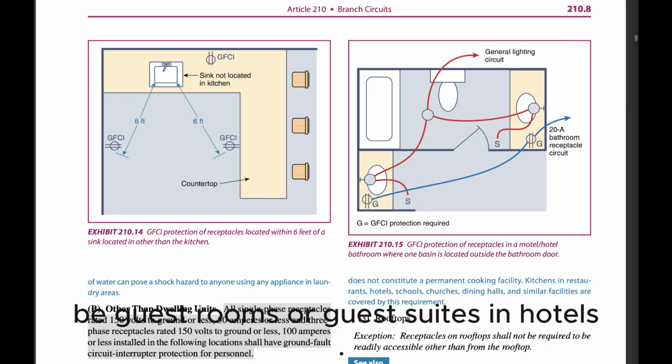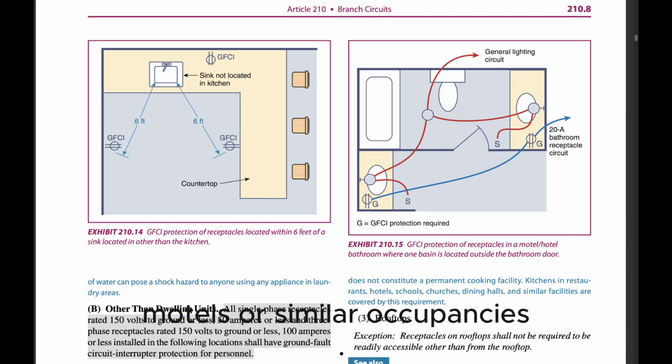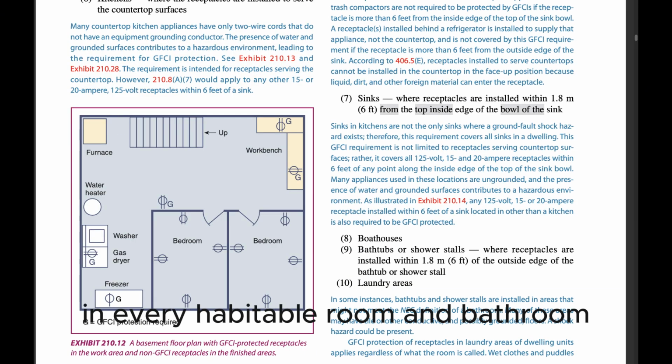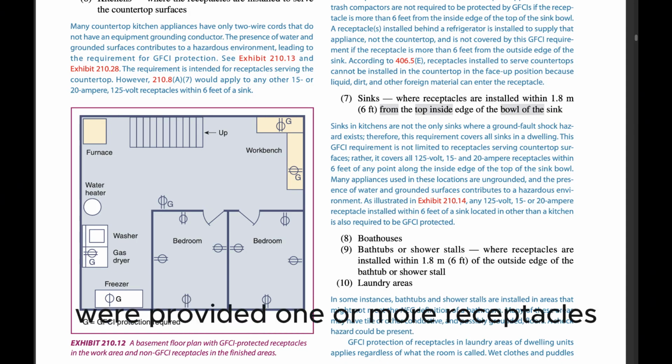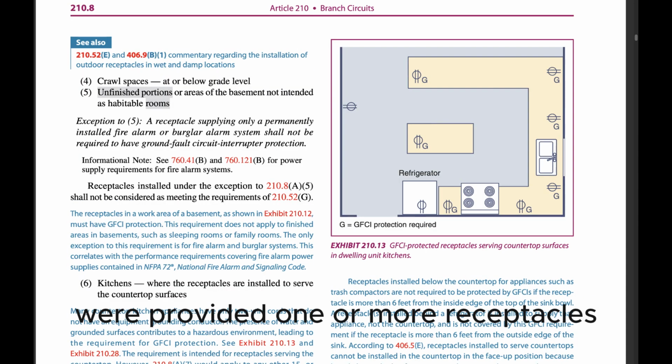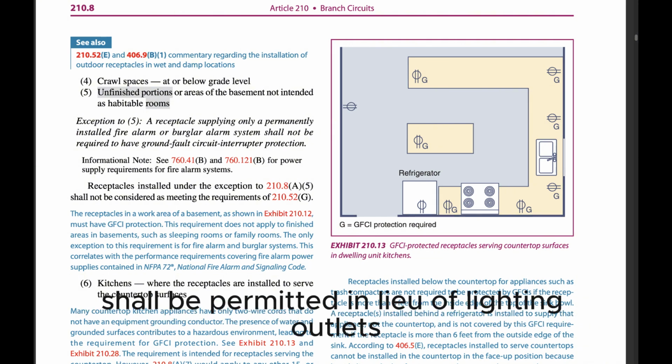(B) Guest rooms or guest suites in hotels, motels, or similar occupancies. Guest rooms or guest suites shall have at least one wall switch controlled lighting outlet installed in every habitable room and bathroom. Exception No. 1: In other than bathrooms and kitchens where provided, one or more receptacles controlled by a wall switch shall be permitted in lieu of lighting outlets.